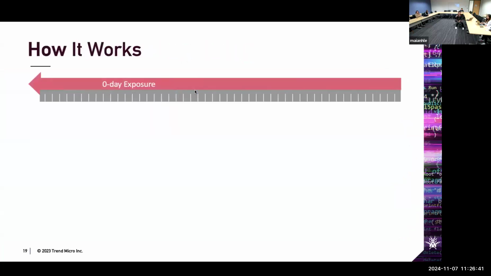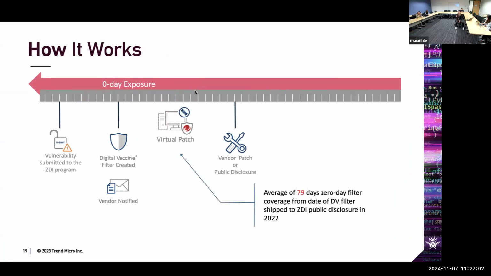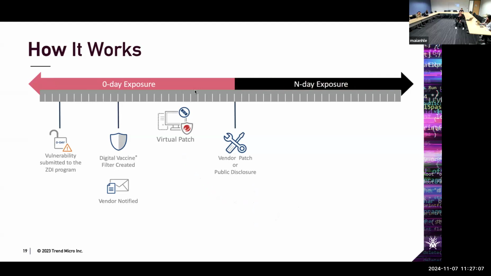I want to talk about how our program works a little bit more. A vulnerability is submitted to our program, and then we purchase that vulnerability. We'll create a filter for that. We'll tell the vendor about it, and then the vendor has time to fix and patch the vulnerability. Meanwhile, we'll apply a virtual patch that protects our customers. So our customers are protected when our virtual patch is applied.